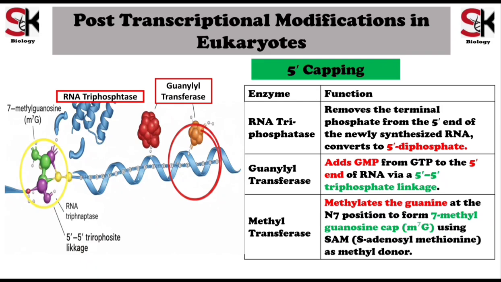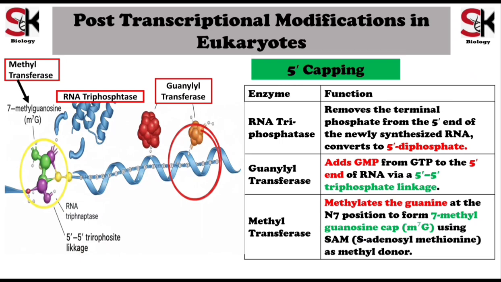After addition of guanine molecule, the third step is methylation, which is done by the third enzyme, methyl transferase. This enzyme methylates guanine at the N7 position and forms N7 methyl guanosine cap, that is m7G. The methyl group is obtained from a donor called SAM, that is S-adenosyl methionine.